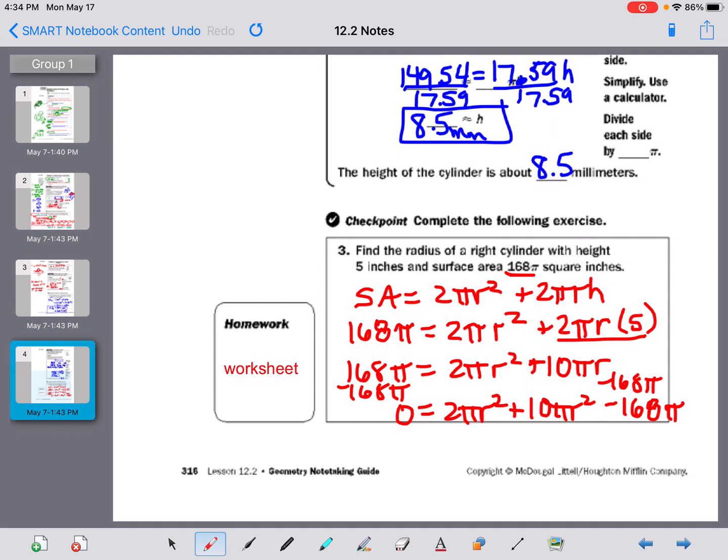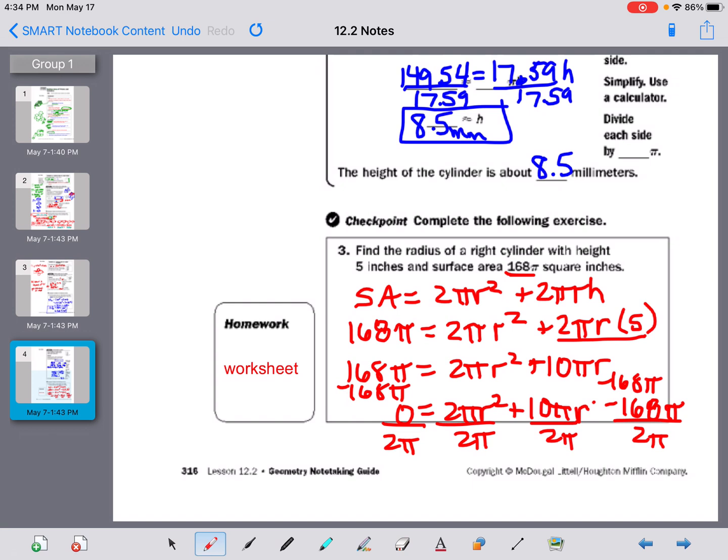What do you notice about all 3 terms? They all have a pi in them. And I wrote that one wrong. This is just 10 pi r. It doesn't have an r squared. And be careful, the last one doesn't have an r, so that doesn't help us. But how about 2 pi? Let's divide everything by 2 pi because I see everything is even and everything has a pi.